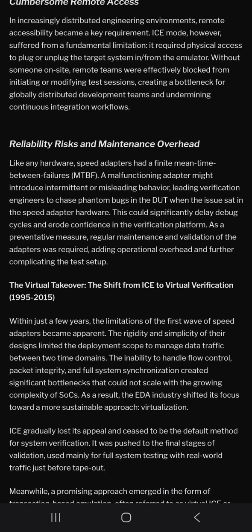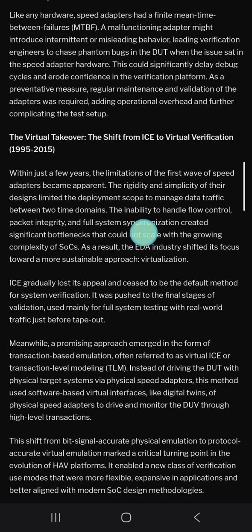Reliability risk and maintenance overhead. Like any hardware, speed adapters had a finite mean time between failures, or MTBF. A malfunctioning adapter might introduce intermittent and misleading behavior, leading verification engineers to chase phantom bugs in the DUT when those issues were in the speed adapter hardware. This could significantly delay debug cycles and erode confidence in the verification platform. As a preventative measure, regular maintenance and validation of the testers were required, adding operational overhead and further complicating the test setup.